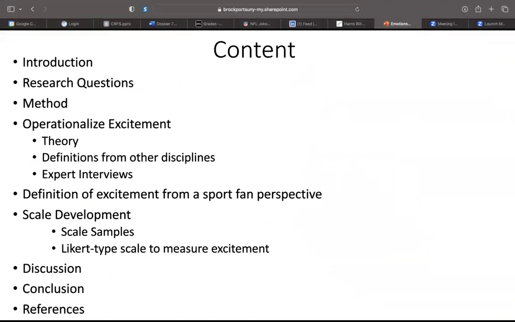So just a quick content overview. We'll start with the introduction, move into our research questions that we talked about, and then our methods for overviewing. We'll talk about operationalized excitement with the theory, definitions from a few different disciplines, and our expert interviews that we conducted. And then we'll give a definition of excitement from a sports fan perspective. We'll develop our scales, giving samples, and then finally our final Likert type scale to measure excitement, followed up with a few discussion questions and our conclusion and references.